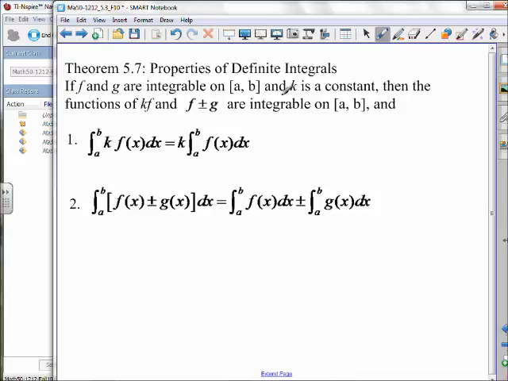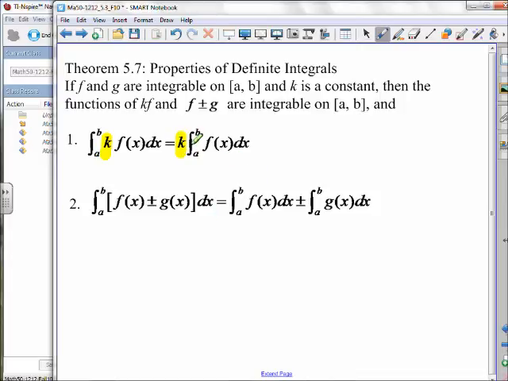F and G are integrable on the same closed interval. K is a constant. The functions K of F and F plus or minus G are integrable also. Take a look at this first one. Are you surprised? Same thing. We've seen it before. We saw it with the indefinite integrals. There it is again. You can pull the scalar out in front.